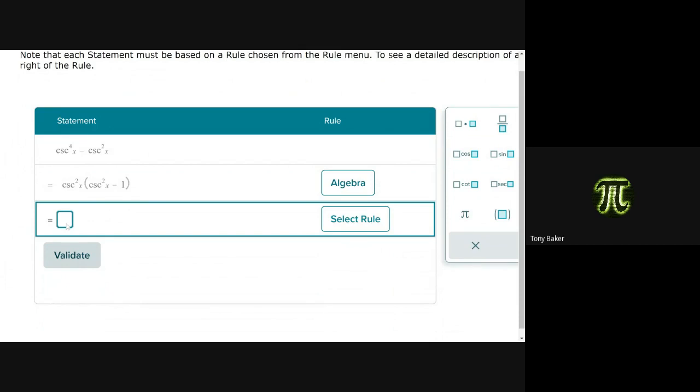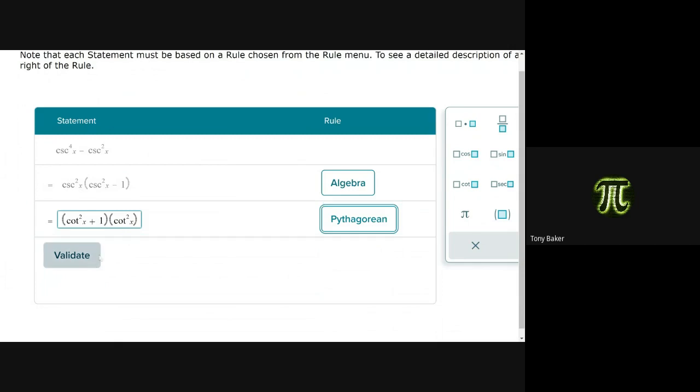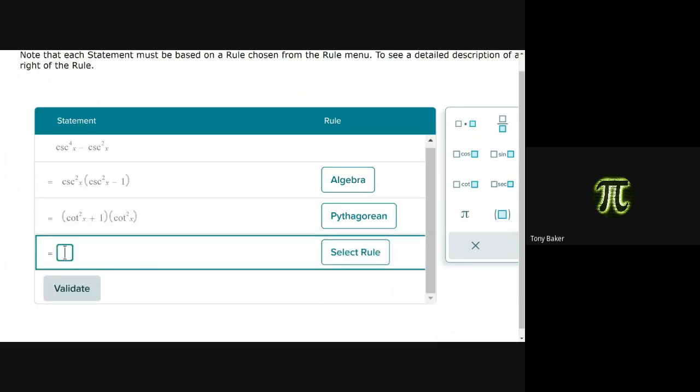All right, next step we did was we actually did the Pythagorean identity twice, right? But that's fine because I can do it in one step in this problem. I don't have to type it in twice. So it was cotangent squared x plus 1. And then this one was just cotangent squared x. That's Pythagorean. You could have done that as 2 steps, and doing Pythagorean twice, that's fine. You can do that.